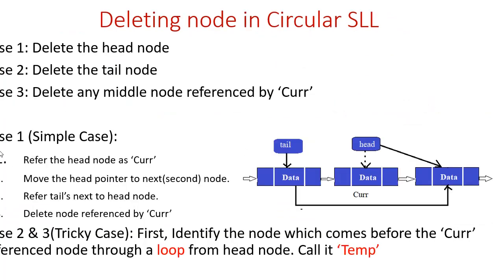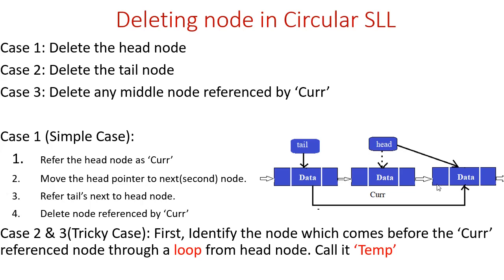Next, let us try to understand how to delete the singly linked list. There would be three cases: delete the head node, delete the tail node, or delete any middle node which is referenced by the CURR pointer. Here we are not discussing how to reach that middle node. There could be several ways, for example, I can say delete the third node.